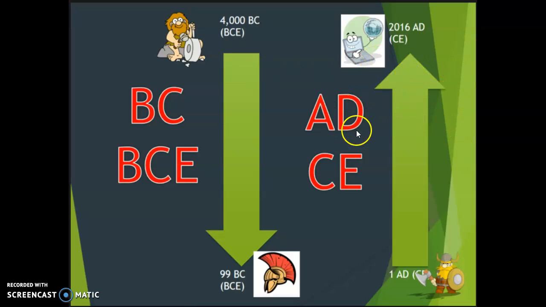For Anno Domini, or in the year of our Lord, and CE, or Common Era, it's constantly going to be counting up from 1 AD. All right, so next year will be 2021, 2022, 2023. All right, so they kind of go in opposite directions there.